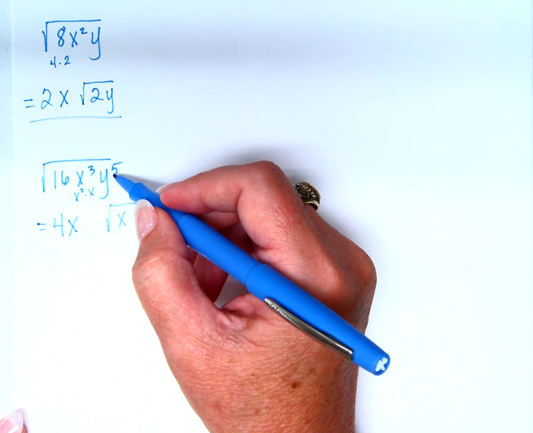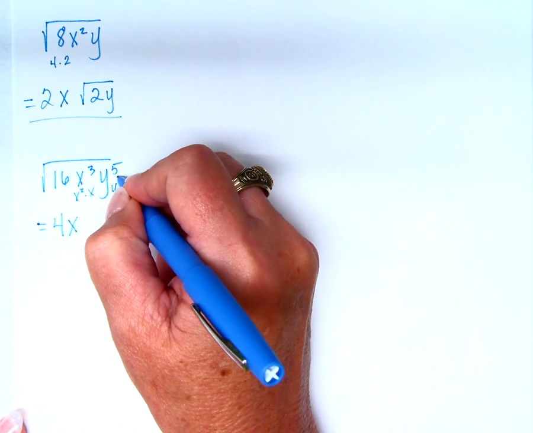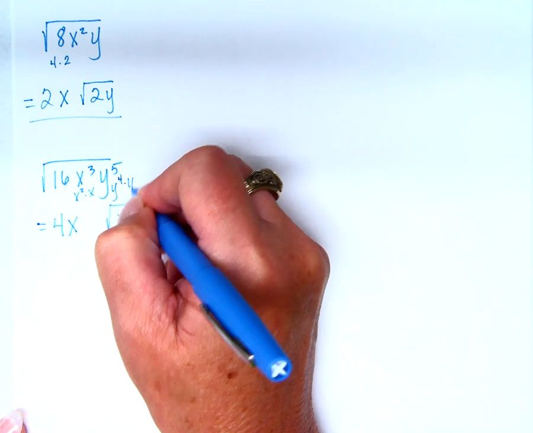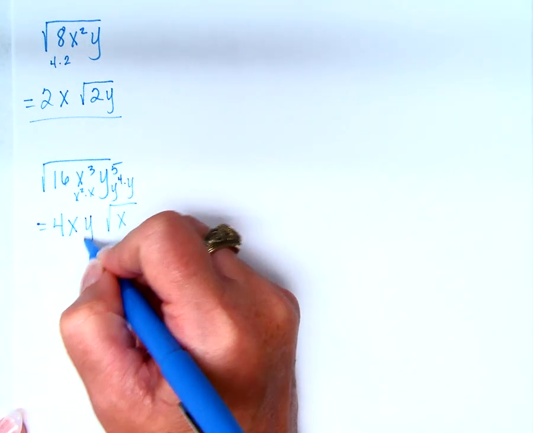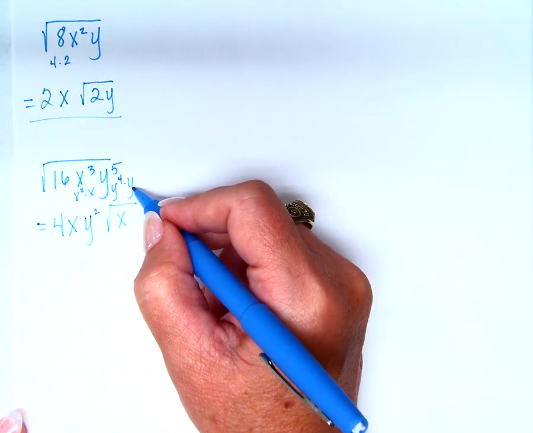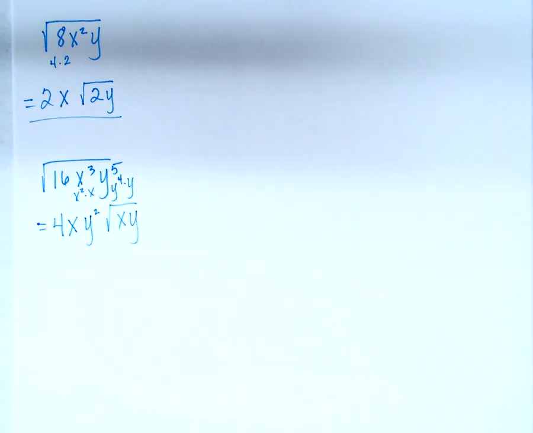What about y to the fifth? Do I know the square root of that? I know y to the fourth times y, right? Do I know what is the square root of y to the fourth? Y squared. Very good. And what do I do with this y? Leave it underneath.